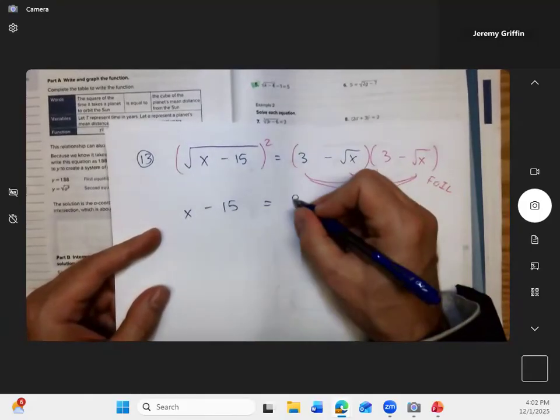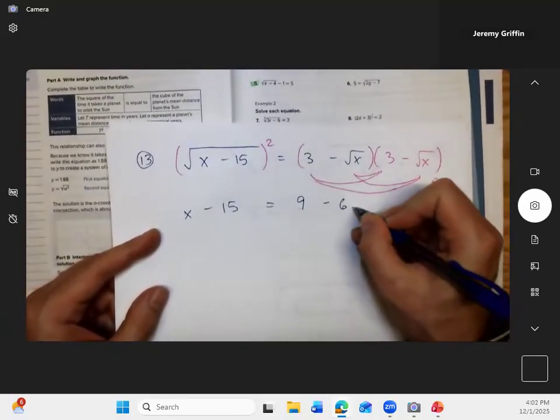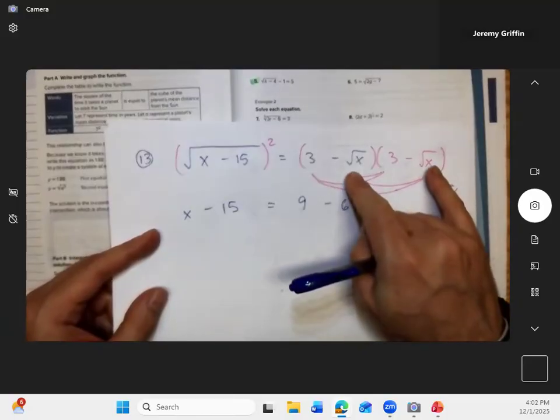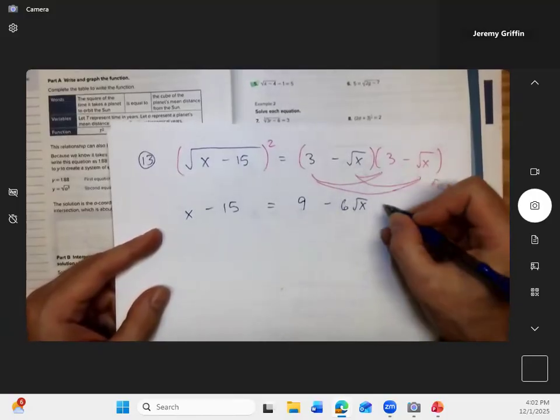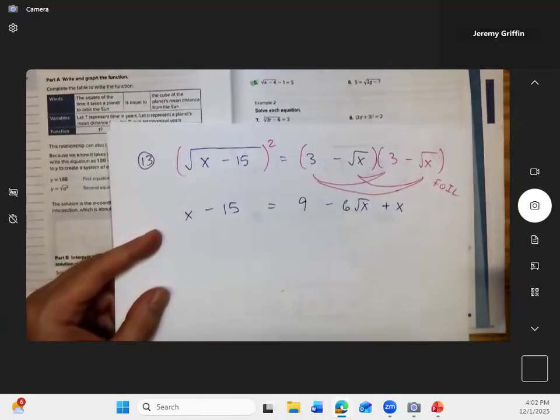3 and 3 is 9. Minus 3 root x minus another 3 root x. That's minus 6 root x. And then minus root x times minus root x. So the minus minus becomes a plus because it multiplies. And x. So like that.